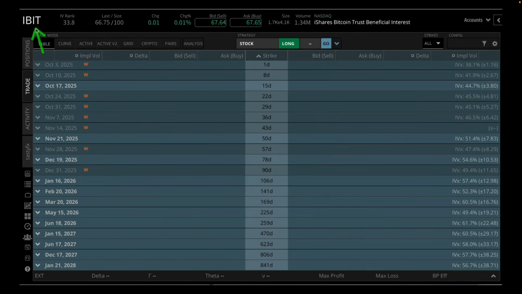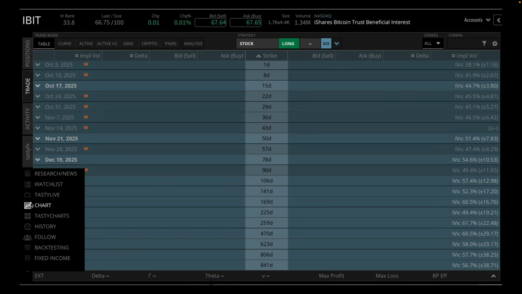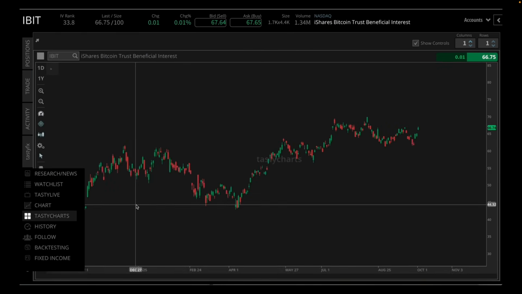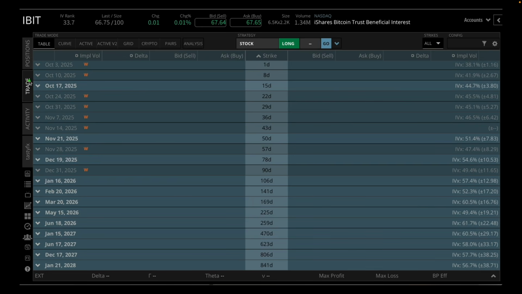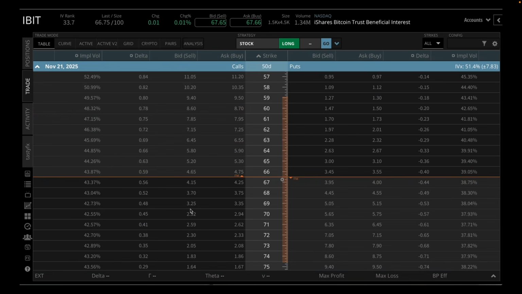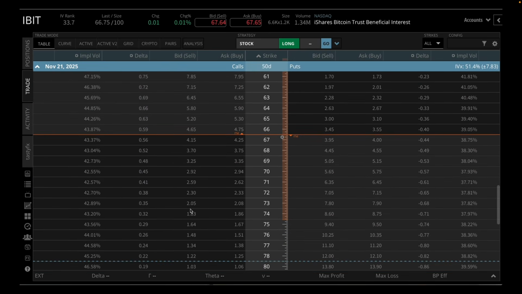So let's look at an example of where an aggressive bull call spread might make sense. I have IBIT populated in the Trade tab. That is the Bitcoin ETF. And we can see that it's been trading in a consolidated range, and I'm expecting an aggressive upside breakout over the course of the next 4 to 6 weeks. I'm going to open up the November 21st, 2025 options expiration cycle. These options expire in 50 days.